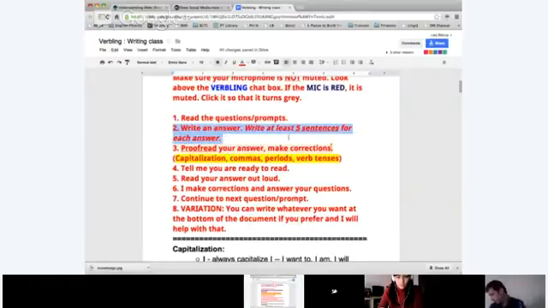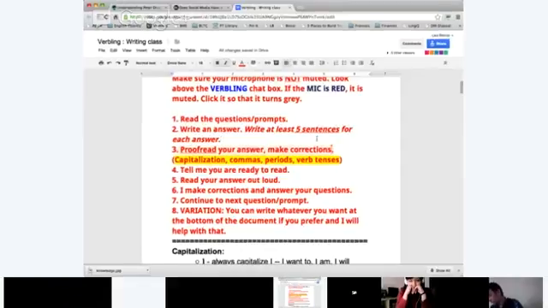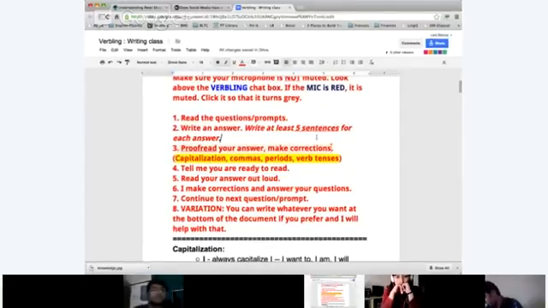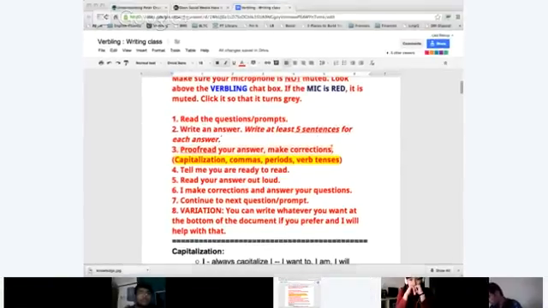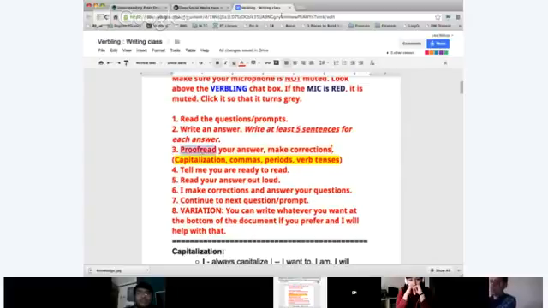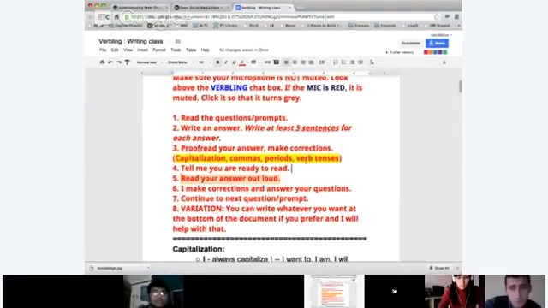So the challenge is to write at least 5 sentences for each of your answers. If you can't do that, you do as much as you can, and if you can do more, then go ahead and do more. After you're done writing, I want you to proofread. Here it says proofread your answer. That means to make sure you read your answer over, just so that you make some corrections if there are any necessary, like capitalizing words, make sure you have commas and periods, and making sure that your verbs match.